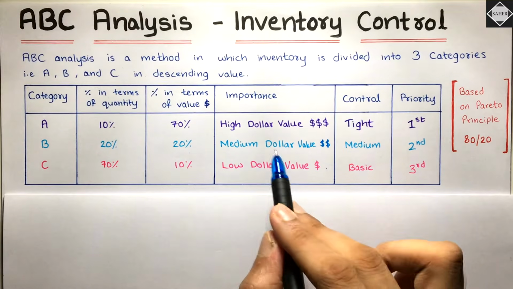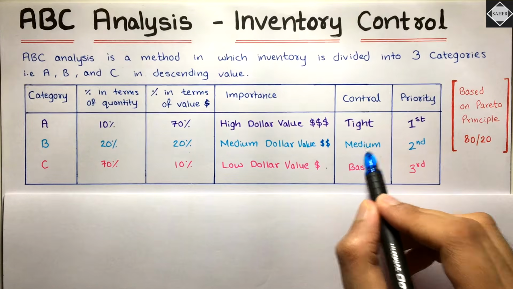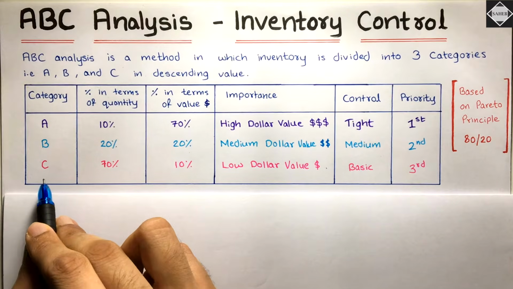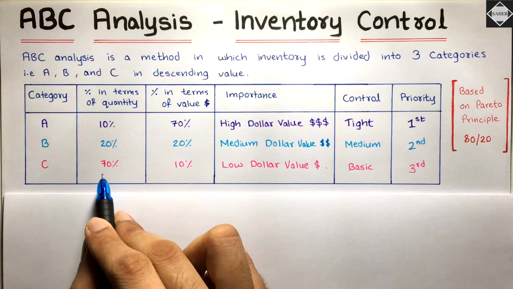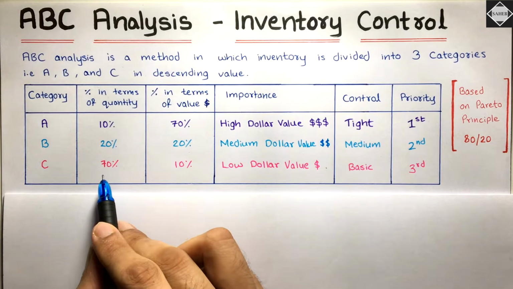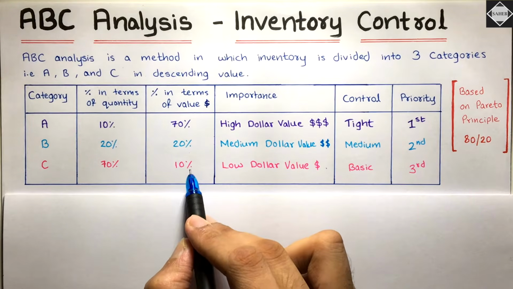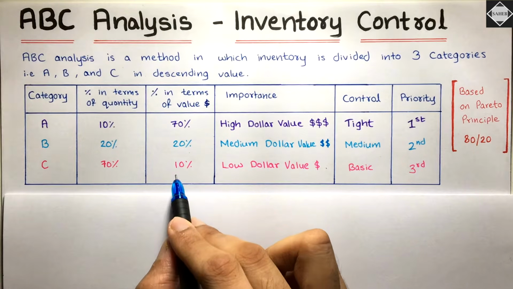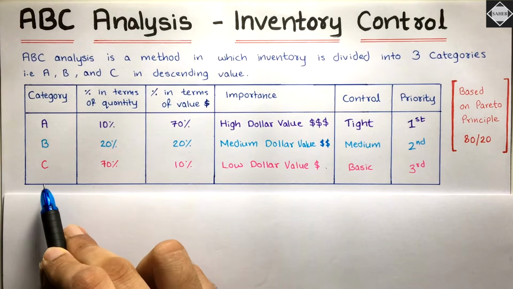So medium. It has medium dollar value. Neither too expensive nor too cheap, right? So here there will be medium control, and this will be the second priority. And then there is category C, which is 70% in terms of quantity. 70% of the total inventory quantity-wise, it is very huge. So many items are there in this category C. But understand, on the basis of value, it is just 10% of the total inventory cost. It is a low dollar value category, right?